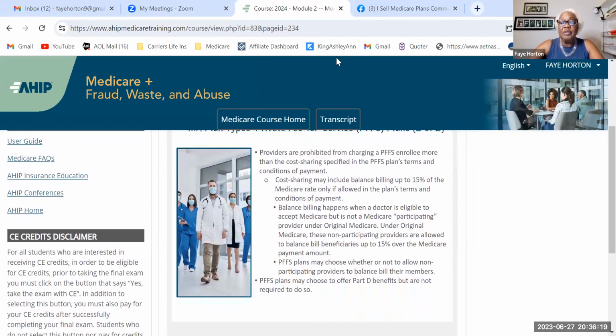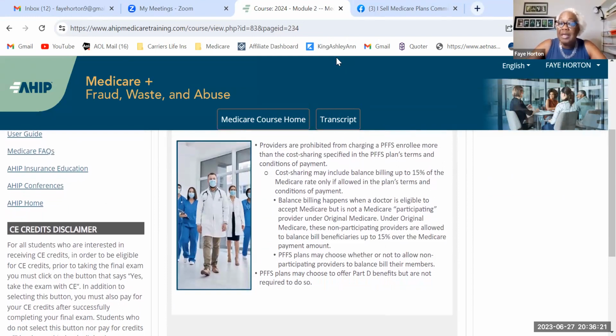Continuation of private fee-for-service plans. Providers are prohibited from charging a private fee-for-service enrollee more than the cost sharing specified in the plan's terms and conditions of payment. Cost sharing may include balance billing up to 15% of the Medicare rate only if allowed in the plan's terms and conditions of payment. We talked about balance billing yesterday over Medicare.